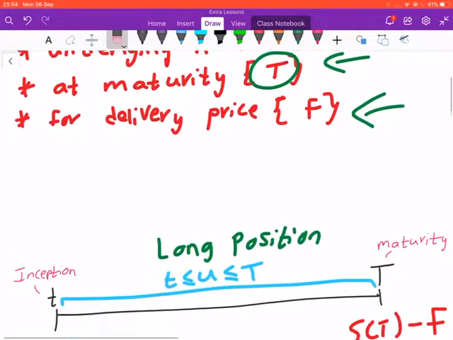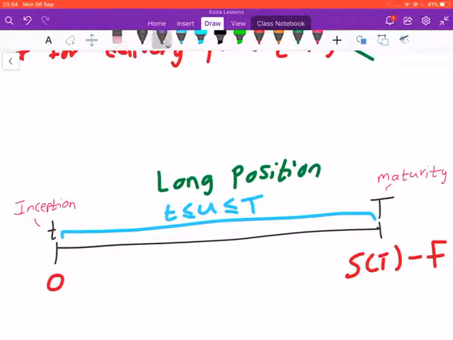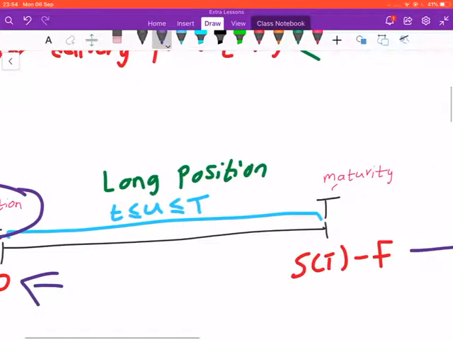So I tried to show you in terms of writing a timeline. At the beginning, this is the point of inception, nothing happens, but then at the end of the period, the person who is taking a long position is going to buy the asset for a price F, meaning that they gain S and they lose F.